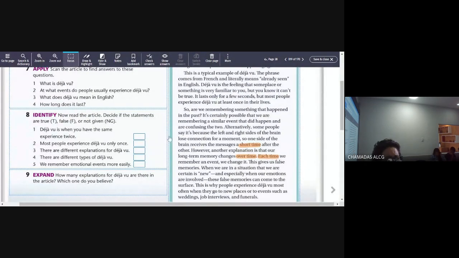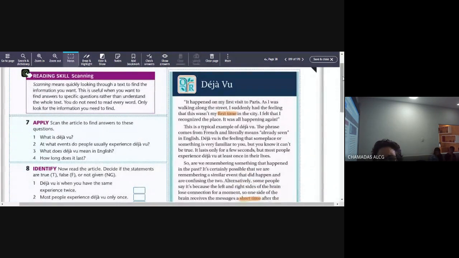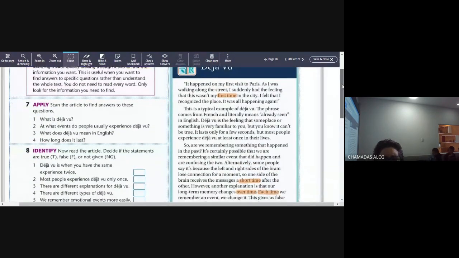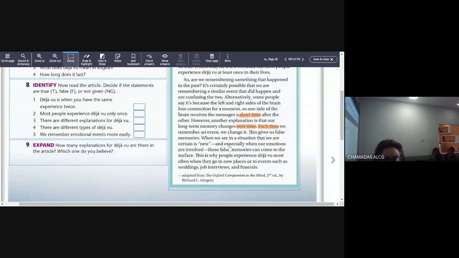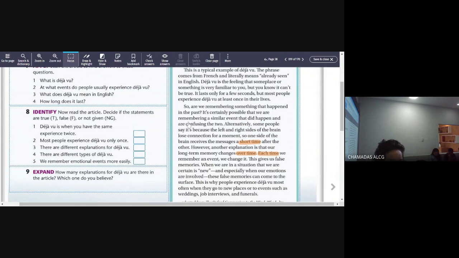So we are going to read and try to answer whether these sentences here or statements are true, false, or not given. So for that one, I will give you 3 minutes, okay? So you take a look, read the text from beginning to end, and then try to answer, okay? So let me start timing you.